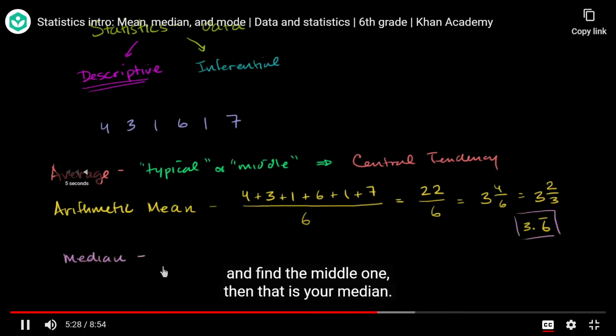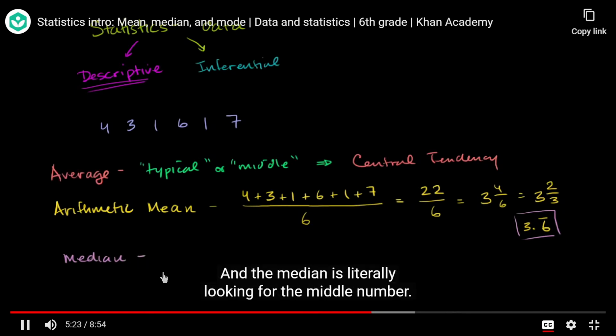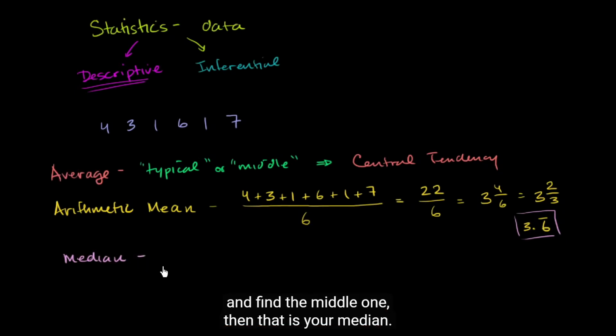Let's try this. I reordered this. And the median is literally looking for the middle number. So if you were to order all the numbers in your set and find the middle one, then that is your median. So given that, what's the median of this set of numbers going to be?